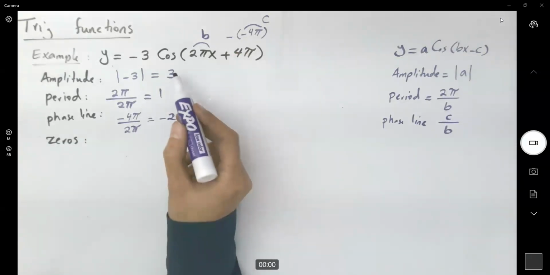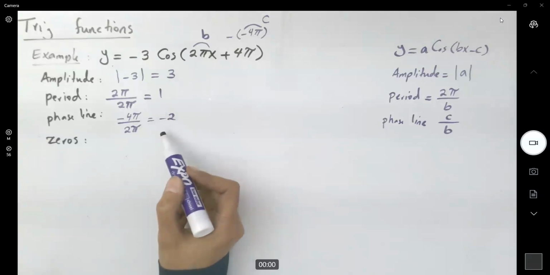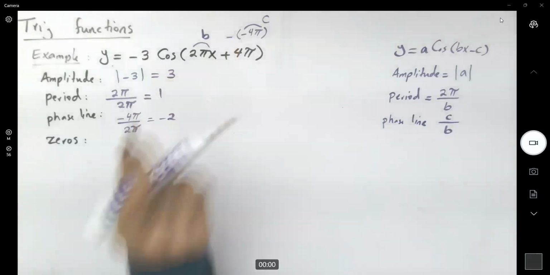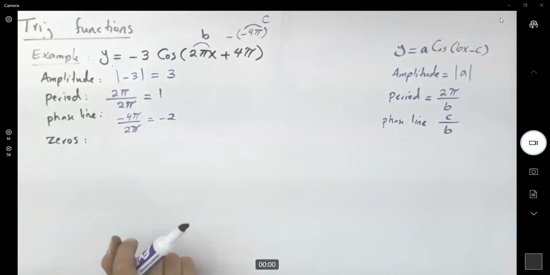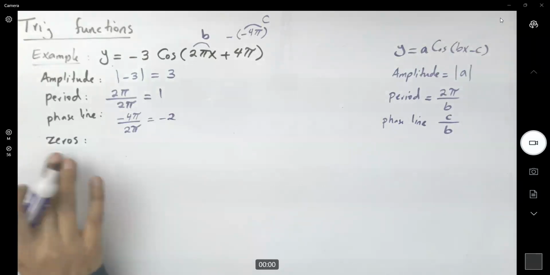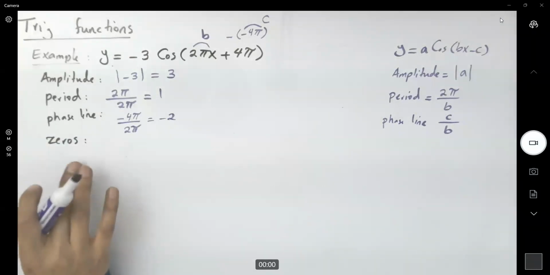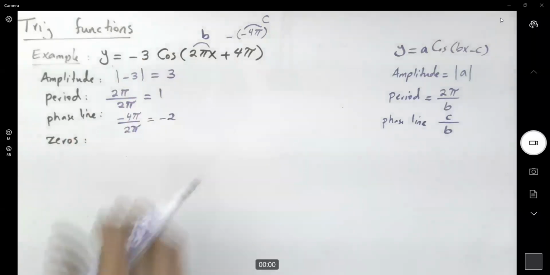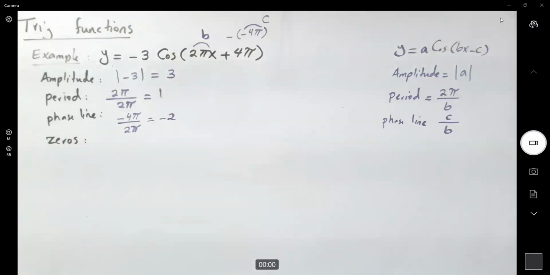So I found all the basics for this trig function. My next step is to find the zeros. Let us take a look at the behavior of this graph. That's the important part. Visualizing the graph helps to understand what is going on.